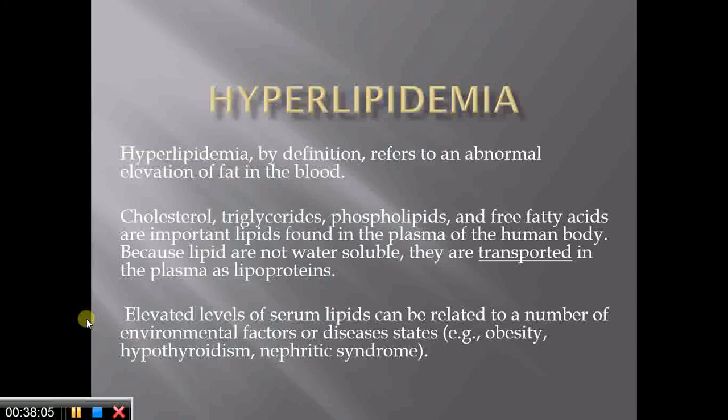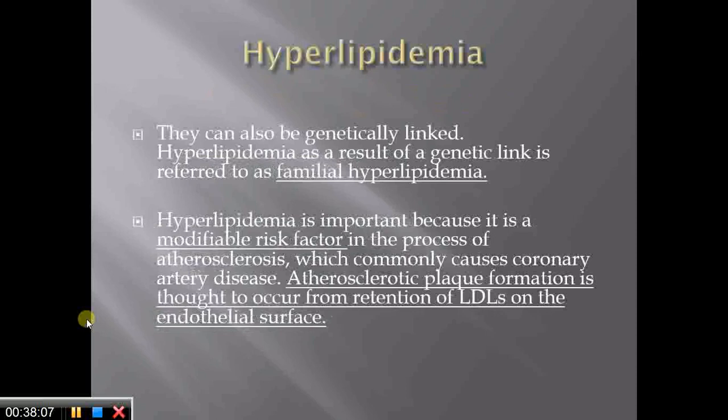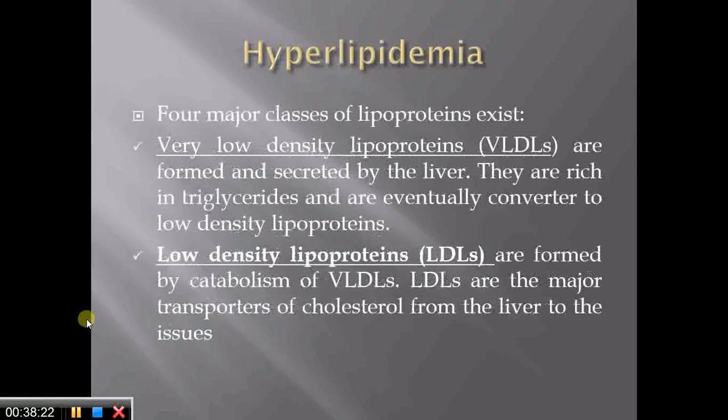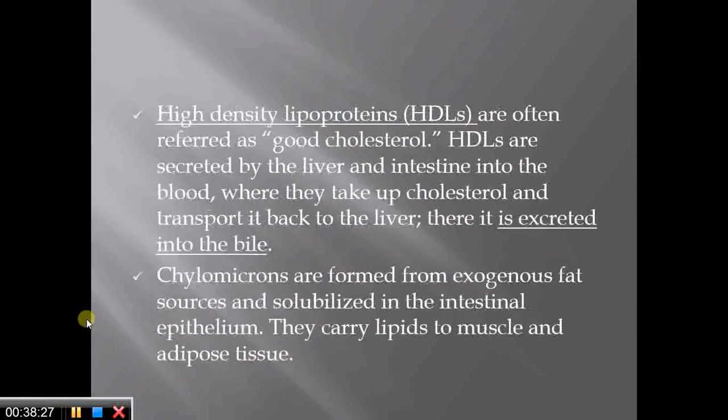Low-density lipoproteins, LDLs, are formed by catabolism of VLDLs. LDLs are the major transporters of cholesterol from the liver to the tissues. High-density lipoproteins, HDLs, are often referred to as good cholesterol. HDLs are secreted by the liver and intestine into the blood, where they take up cholesterol and transport it back to the liver. There it is excreted into the bile. Chylomicrons are formed from exogenous fat sources and solubilized in the intestinal epithelium. They carry lipids to muscle and adipose tissue.